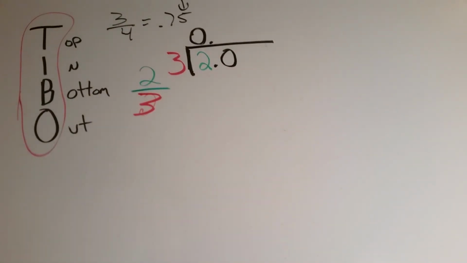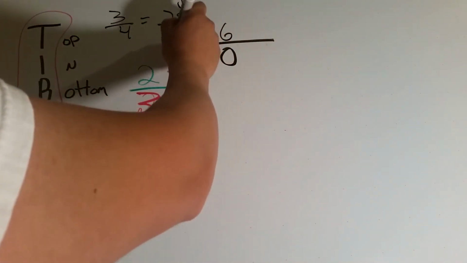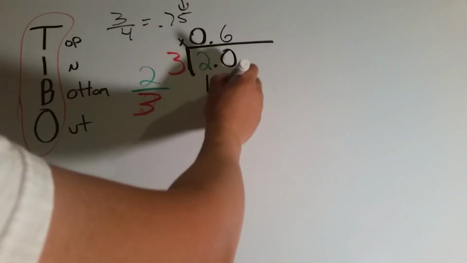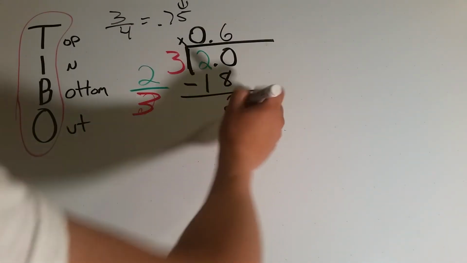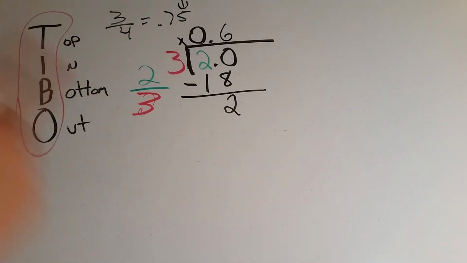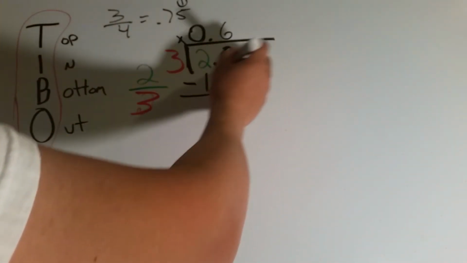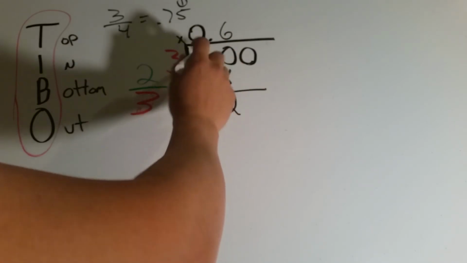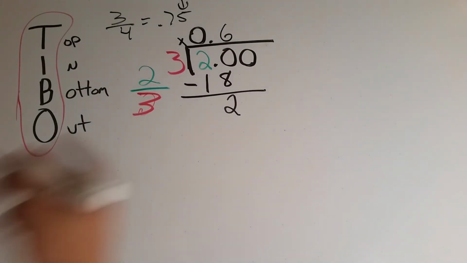3 goes into 20 how many times? It's going to go in 6 times, because 6 times 3 is 18, all right? We're going to subtract it, and that's going to give us a 2. So we have a remainder of 2, guys. So what we have to keep doing is keep adding a 0, okay? 2.00 is the same thing as 2.0, okay? So it's not really affecting the value of that number. So we can keep going.